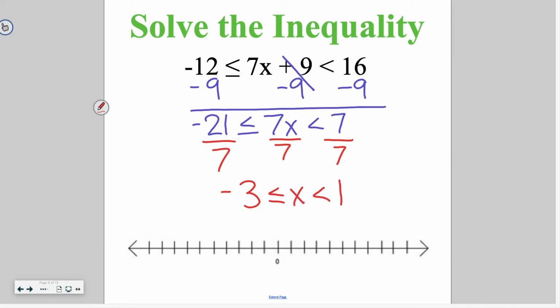So when we put that on the graph, we're going to come over to negative 3, and we've got our closed dot there because negative 3 is less than or equal to. And then we're going to come over to 1, and we have our open dot. Because it's an and inequality, it's in between those 2 pieces. X is bigger than the first one, and x is smaller than the second one.